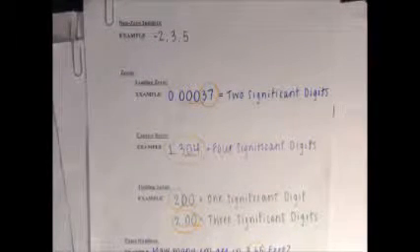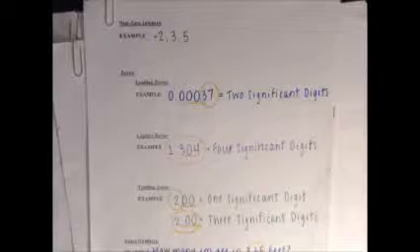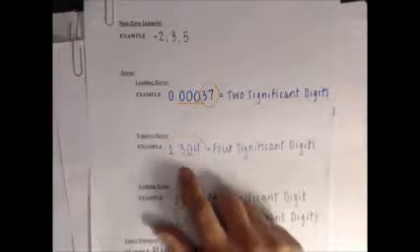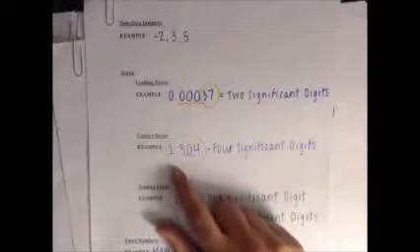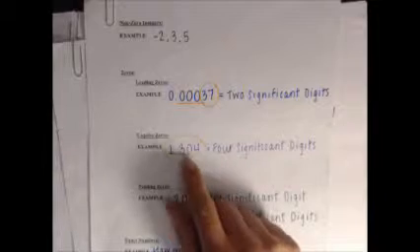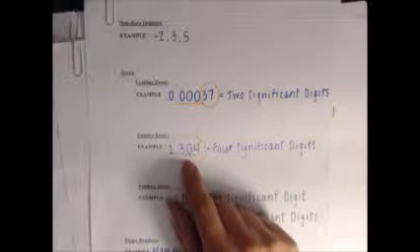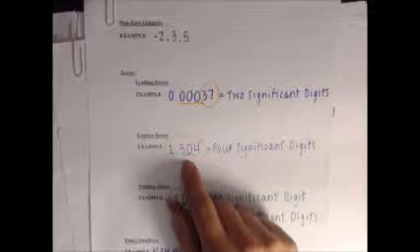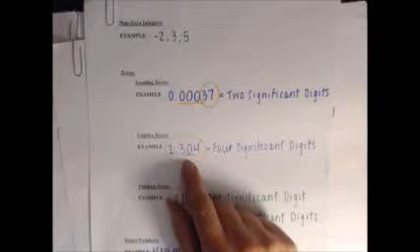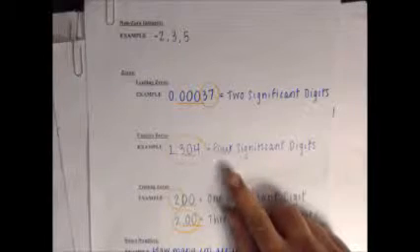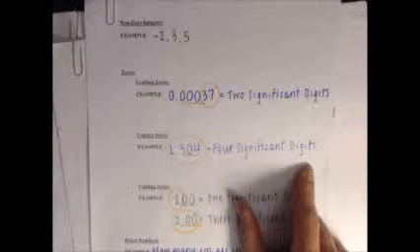Next, we have captive zeros. Captive zeros are the zeros between non-zero digits, and they are always considered significant. My example of this is the number 1.304. The 0 in between the 3 and the 4 is what we classify as a captive 0. As stated before, they are always considered significant. Therefore, this number has 4 significant digits.